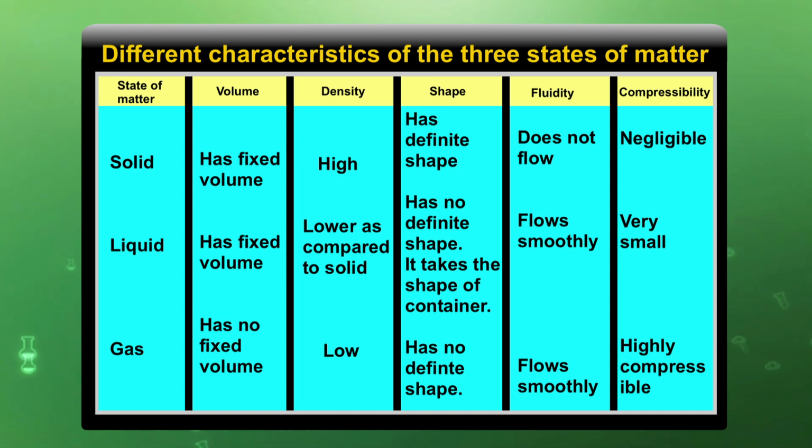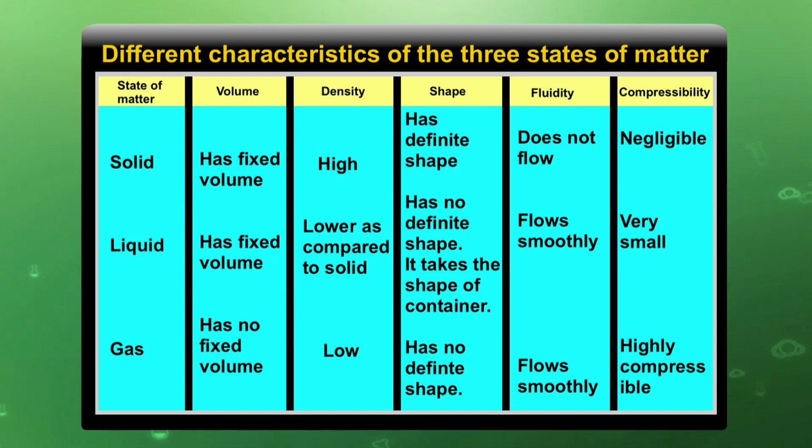When we put a liquid in a glass, its shape is like the glass. When it is kept in a beaker, its shape is like the beaker. So, its shape changes with the container. They have fluidity, they flow smoothly, and compressibility is very small because there is very little intermolecular space between the liquid molecules.